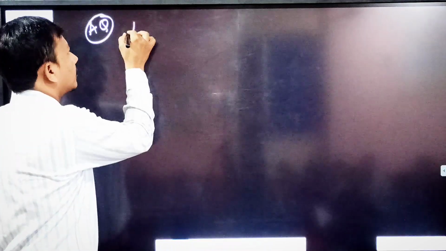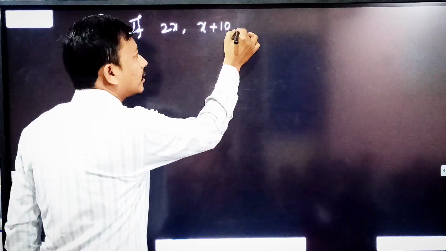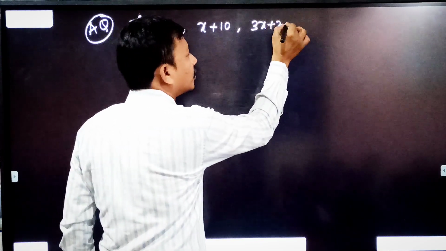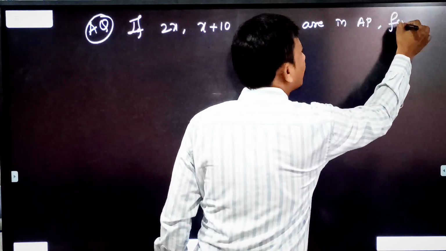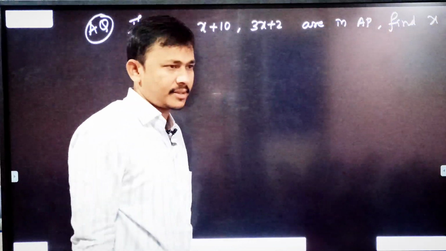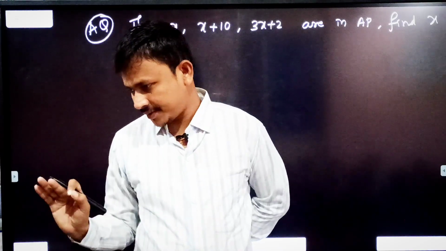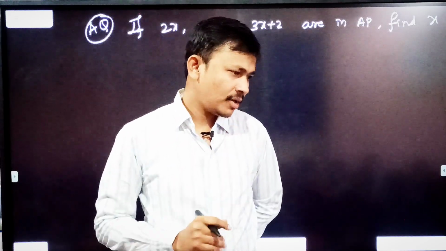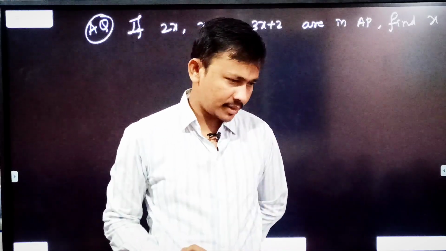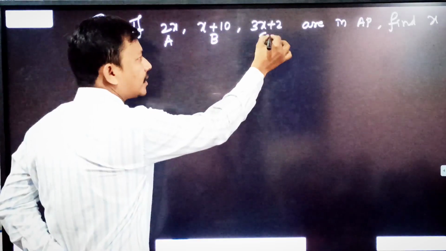One applied question. What is the question here? If 2x, x plus 10, 3x plus 2 are in AP, find the value of x. This is an application level question. If they have given 3 values which are in AP, then there is one formula. What is the formula? You have to take this one as A, this one as B, this one as C.